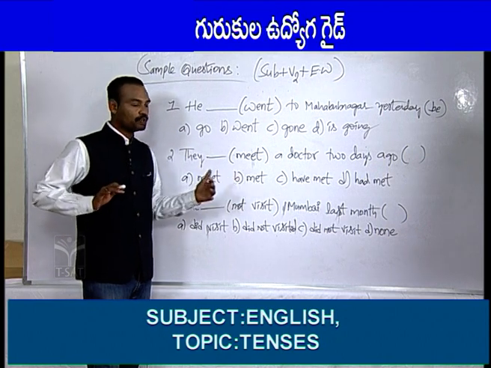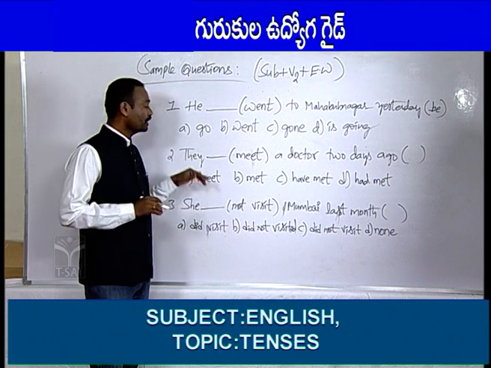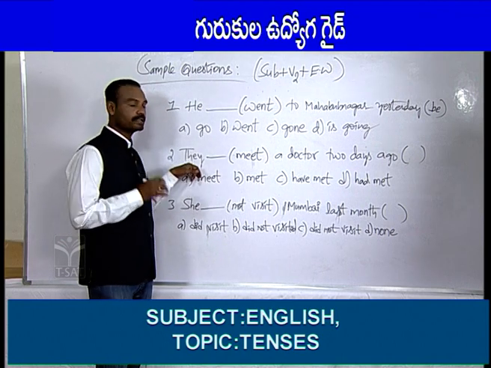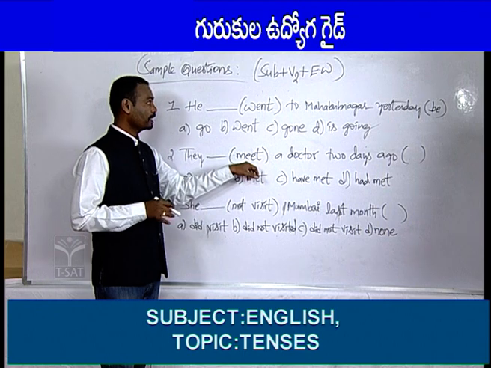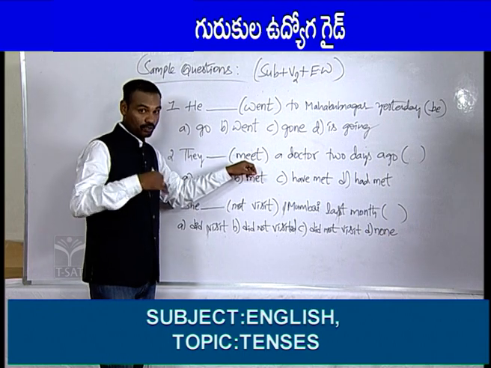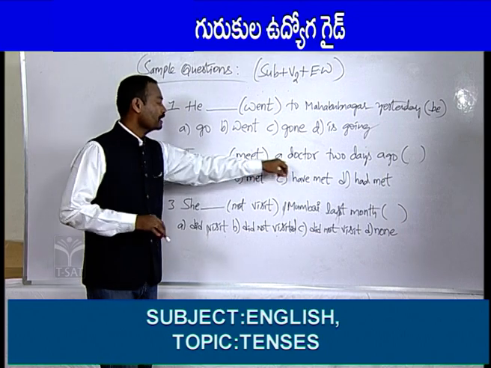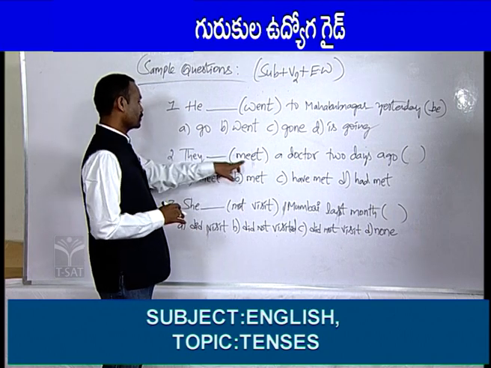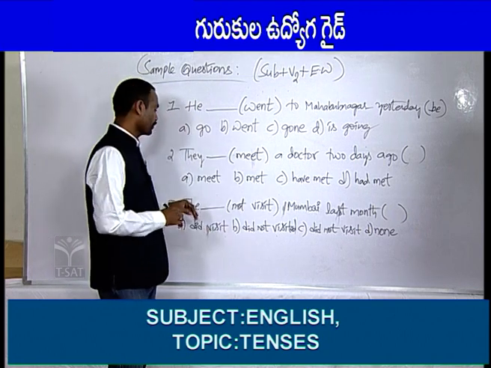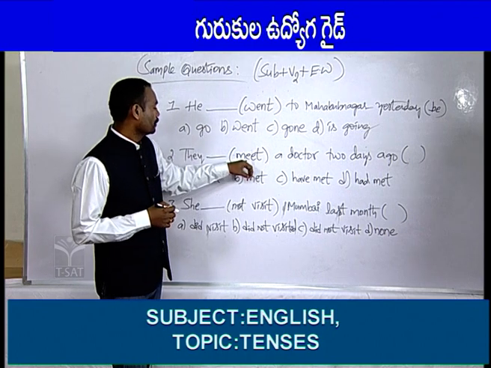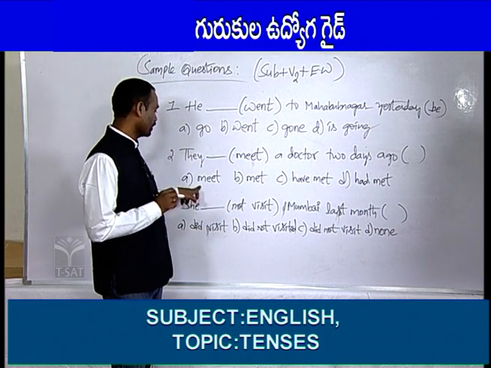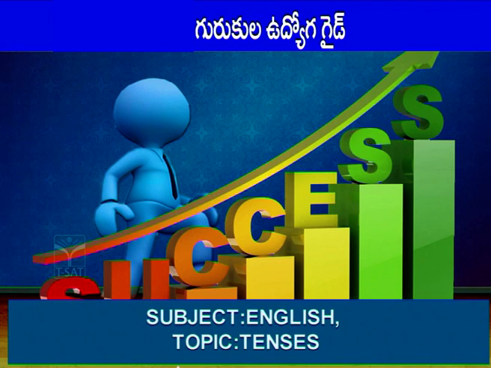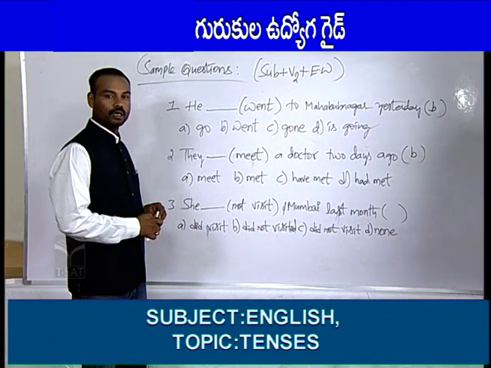After knowing the name of the tense, you should come to the subject. After coming to the subject, you should remind the frame of the tense. Subject plus verb second form plus extra words. So subject has already been given here. Next, verb must be in the second form, but they have given V1. We should change into V2. Then a doctor 2 days ago, these all are called extra words, EW for extra words. Okay, fine. So meet becomes met. Meet, met, met. So the second form of meet is met. So option A, meet, wrong answer. Option B, met, it is right answer. So answer is B.